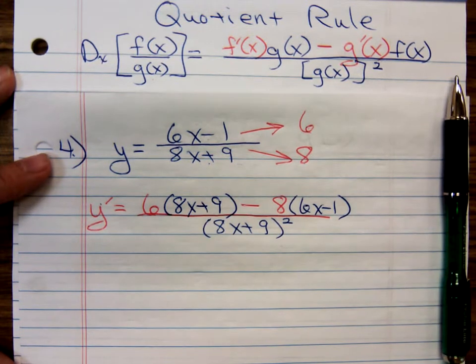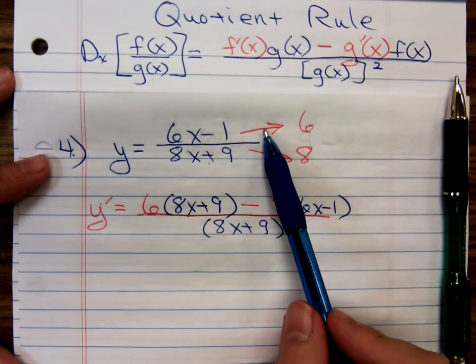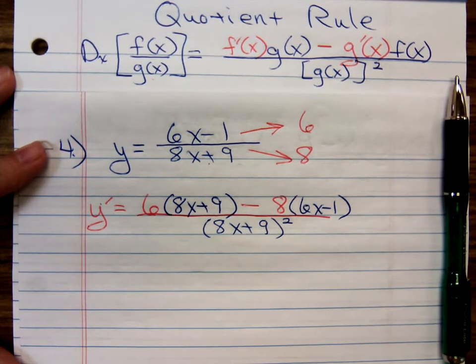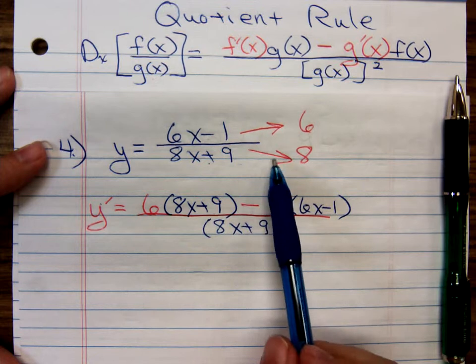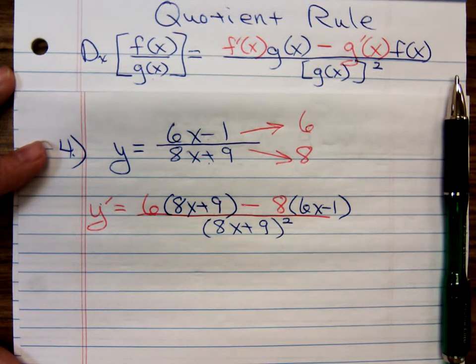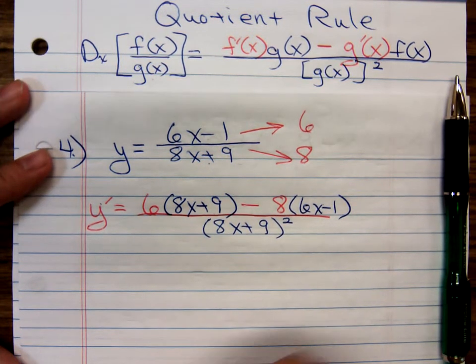When I'm using the quotient rule, I'll draw my little arrow out beside it and I'll differentiate the numerator. I'll draw my little arrow out beside it, I'll differentiate the denominator because I need those, but the derivative is not 6/8. But you need to know the derivative of the numerator and the derivative of the denominator to use the quotient rule.